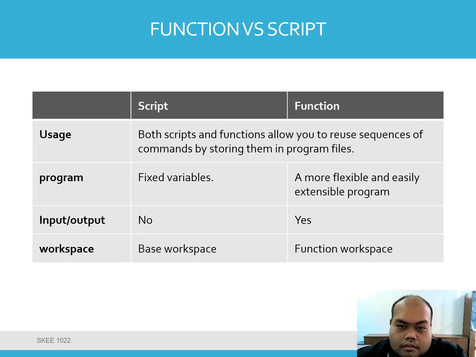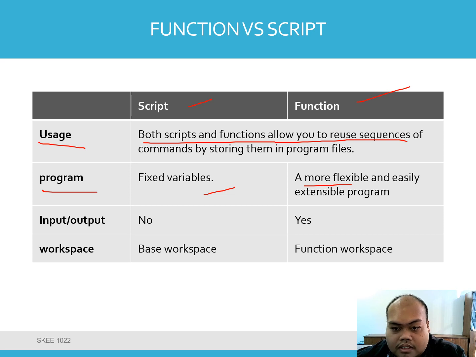So for script and function, the usage is that both allow you to reuse the sequence of commands stored in the program file. So basically you can save script and function. But for a script file the variables are fixed. Function is much more flexible because you can change input and output. Script is just fixed. For script usually we don't have input and output, but function has input and output.